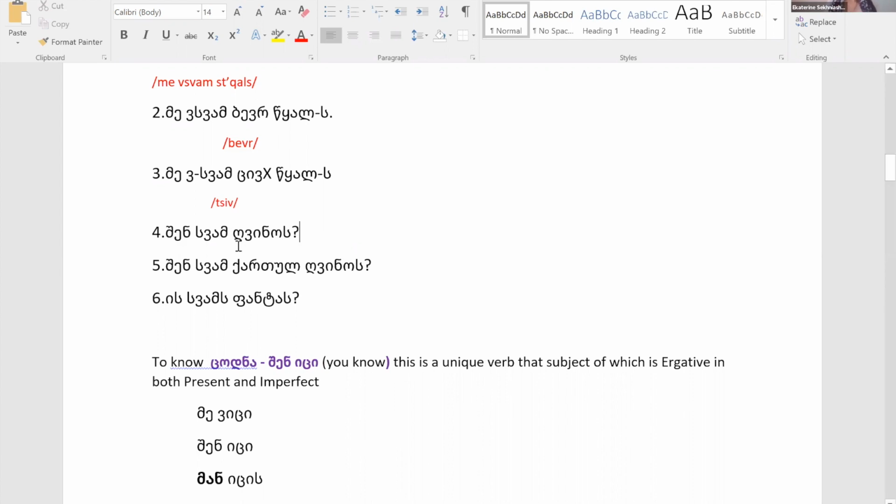Shen svam vinos. This is a question. Tomek, shen svam vinos. Mev svams vinos. Shen svam kartul vinos. Georgian wine. Okay. Mev svam kartul vinos. Exactly.